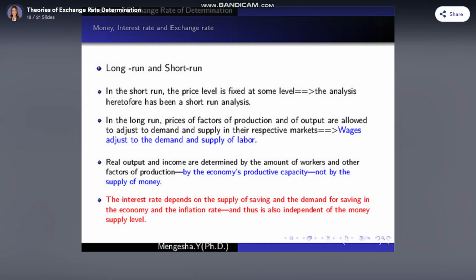So far, we've focused on short-run analysis where prices are fixed. In the long run, prices and wages adjust to market conditions, and real output depends on productive capacity rather than money supply. Interest rates are determined by savings and investment factors, not just money supply. This distinction between short and long run is vital for understanding monetary effects on exchange rates.